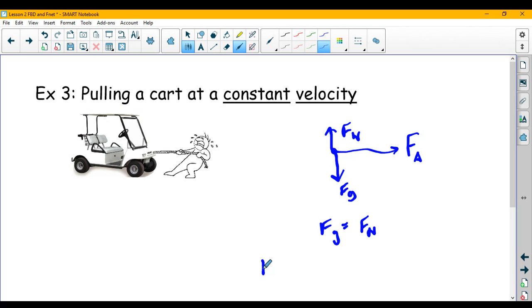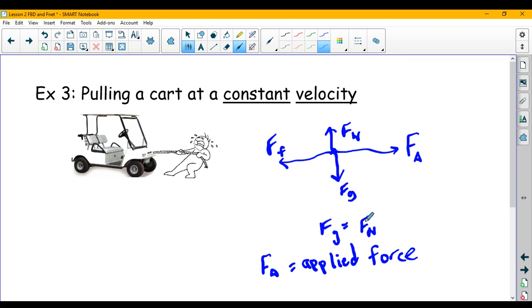FA is for the applied force. The applied force, the force being applied by anything. It could be a person, it could be a machine's motor, whatever it is that's applying it and causing it to move. And it's being counteracted by something we've all heard of before. That is the friction force. The friction force is pulling in the opposite direction with the same amount of force.